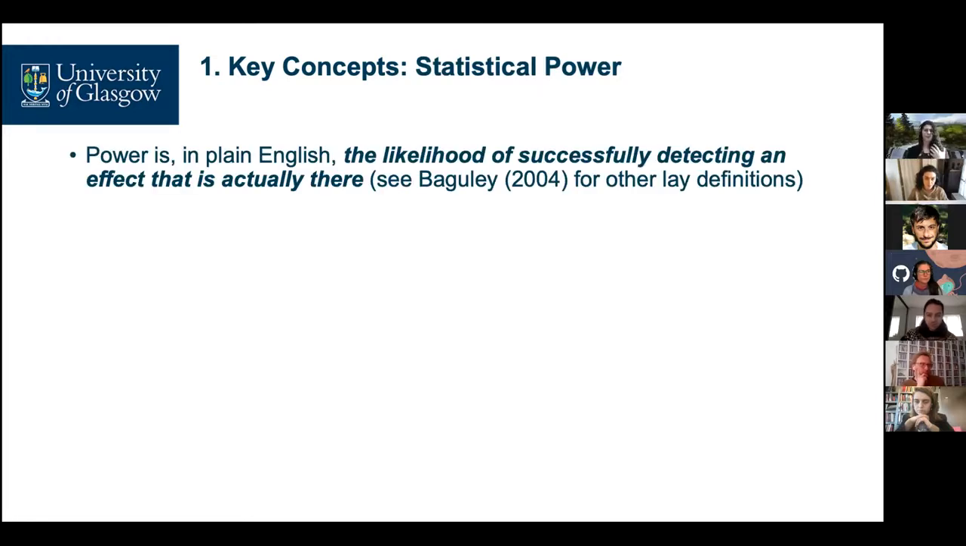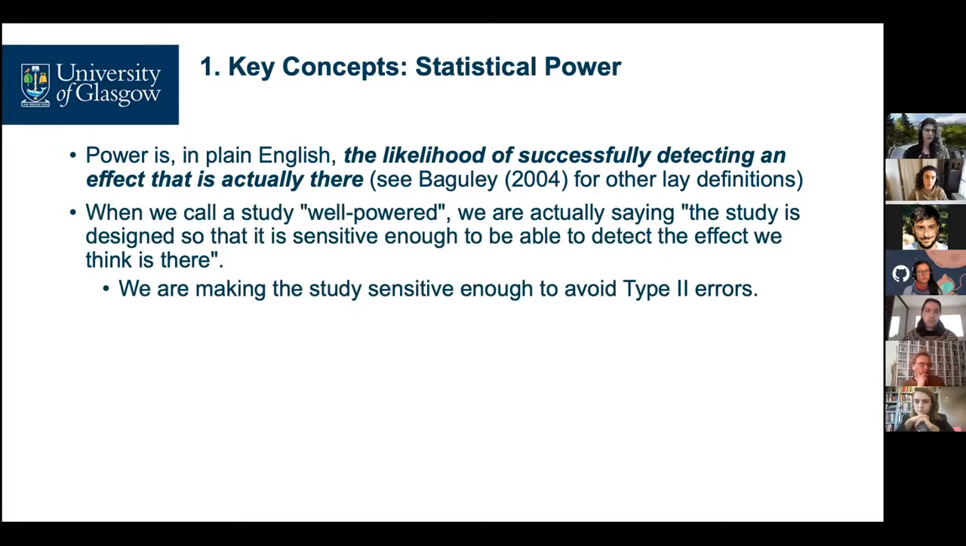But now let's talk about statistical power. So in plain English, that is the likelihood of successfully detecting an effect that's actually there, which is what I said before, but there are other lay definitions that you can use. And when we say that a study is well-powered, what we're saying is the study is designed so that it's sensitive enough to be able to detect the effect that we think is there. And we're making the study sensitive enough to avoid type 2 errors. So that's the idea of making a study that's well-powered.